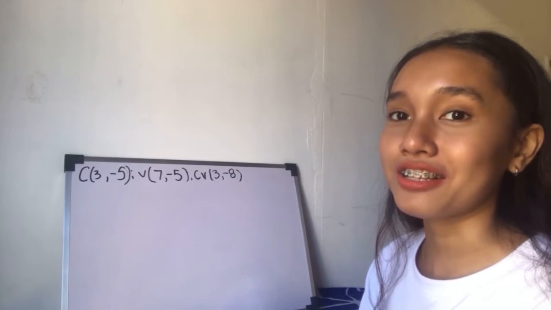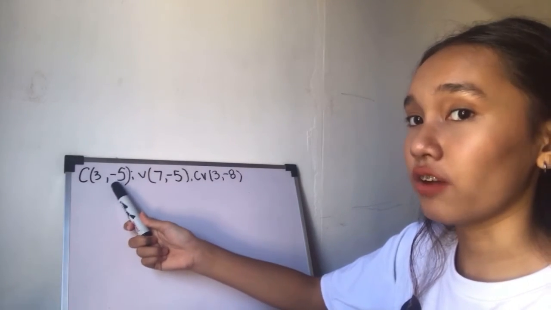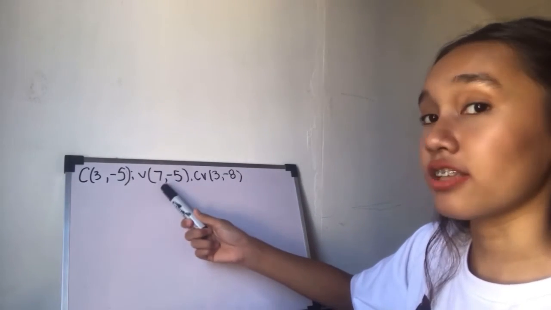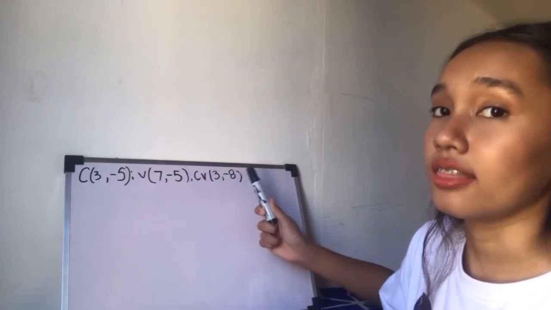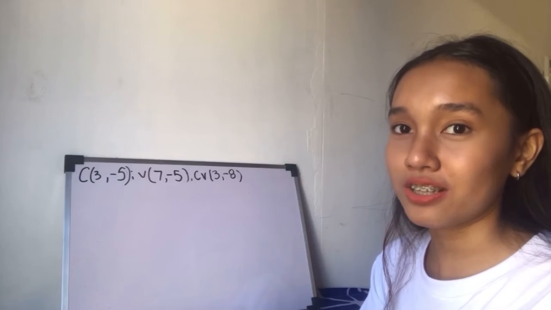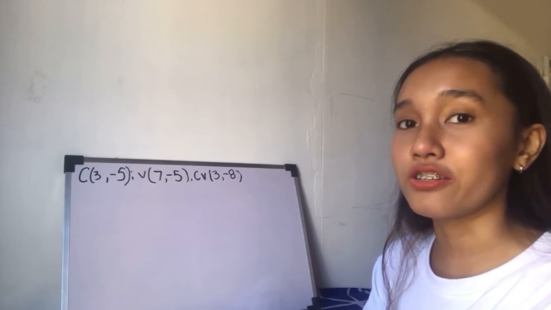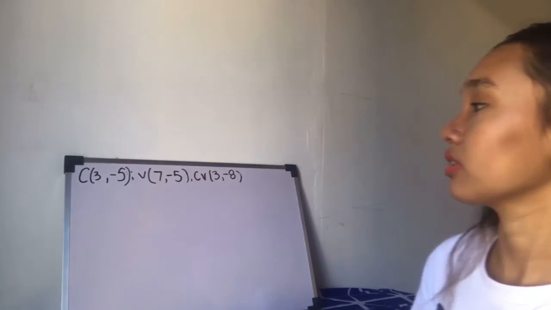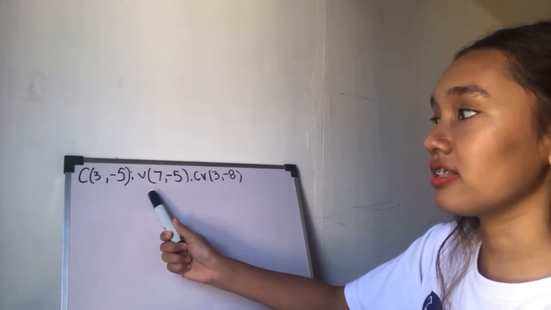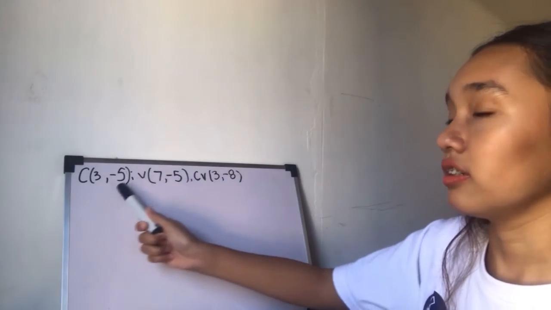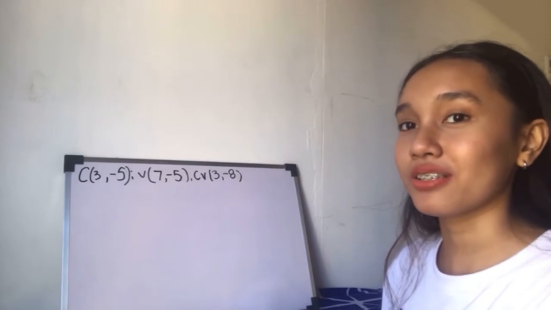Let's have an example. The given is center at (3, negative 5), vertex (7, negative 5), and co-vertex at (3, negative 8). The first step that we are going to do is to determine the axis. It's either horizontal or vertical. Now, we can see that the center and the vertex have the same y. That means this is a horizontal ellipse.